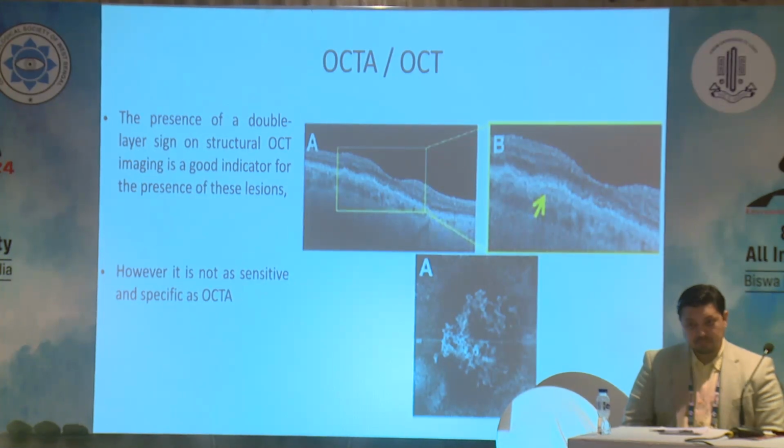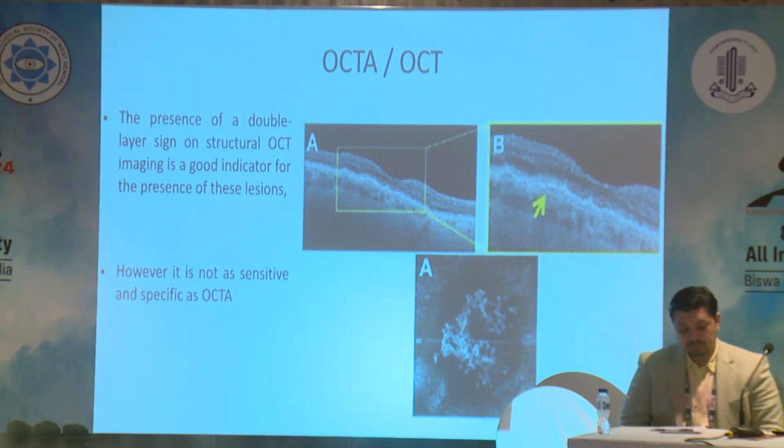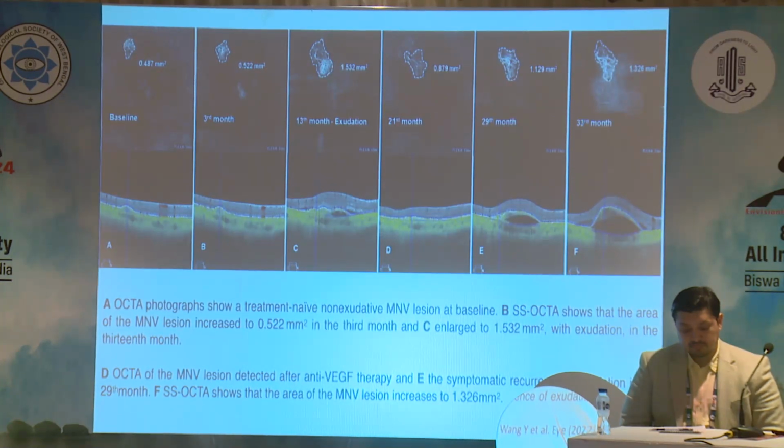Again, with OCT, we can see these lesions, which can be seen as the splitting between the Bruch's and the RPE layers, but it is not as sensitive and specific as an OCTA, in which we can see the proper vascular network. This was a study which was done by Wang in 2022. In this, they were observing the MNV lesions over a period of time. This is one of the lesions which showed that around 12 to 13 months, the membrane not only led to exudation, subretinal fluid and intraretinal fluid, but the size was also increasing with time. So OCTA becomes a very important tool in monitoring such patients.